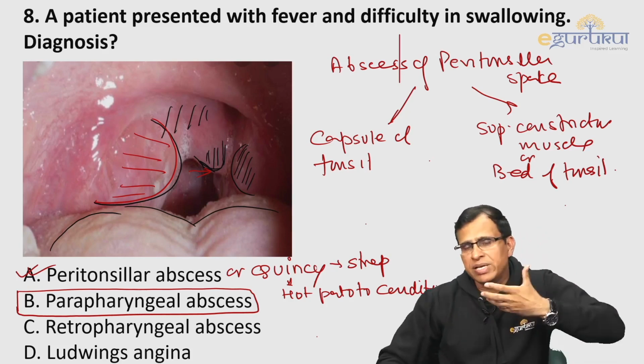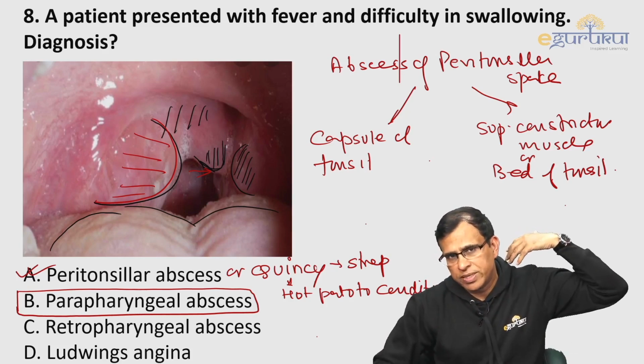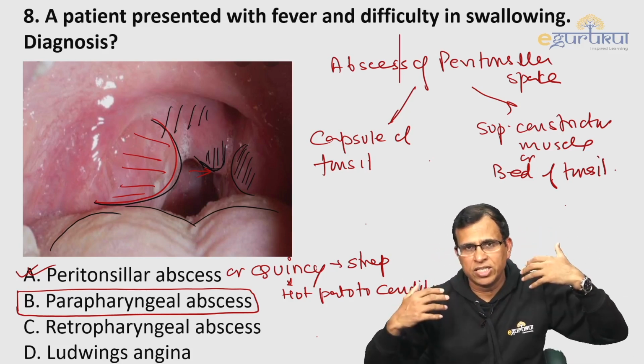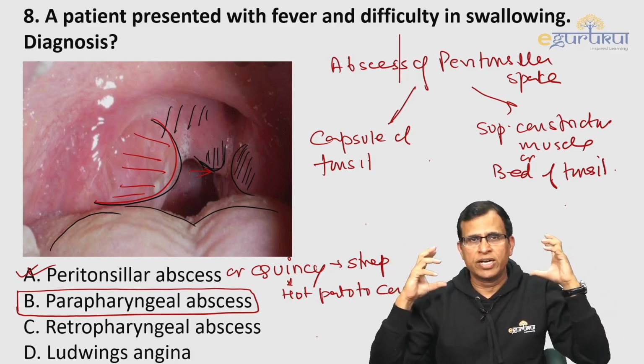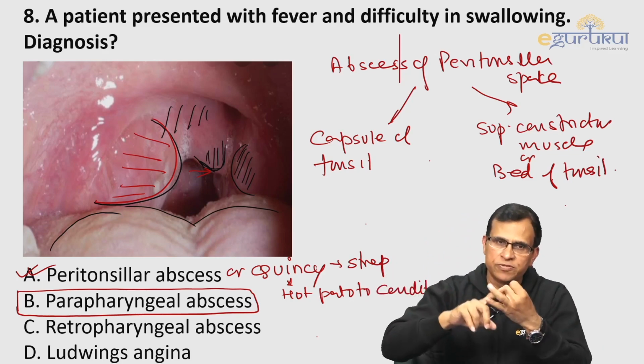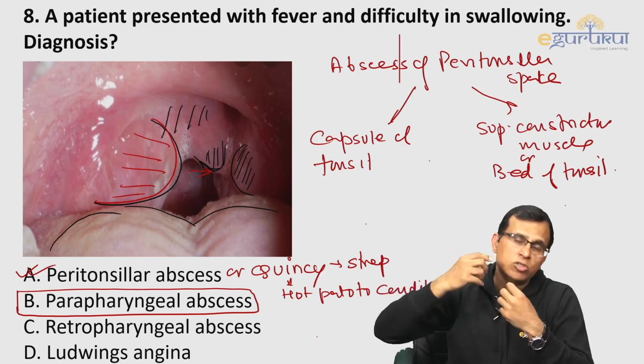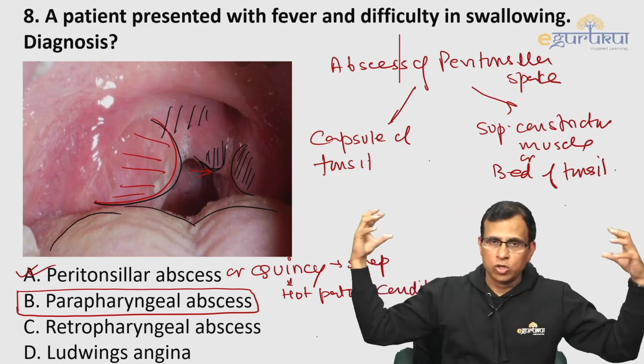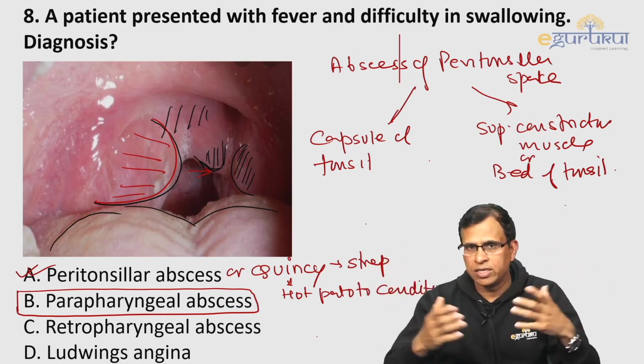Retropharyngeal space abscess is behind the pharynx. Retropharyngeal space, as the name tells you, is behind the pharynx. So the lateral wall of the pharynx will have no problem. The bulge is seen on the posterior wall. Otherwise, there is fever and dysphagia, yes, but the bulge is on the posterior wall of the pharynx, not from the sides. So clearly ruled out.